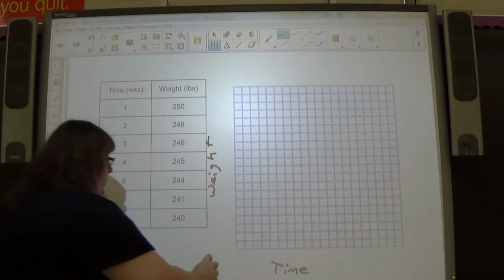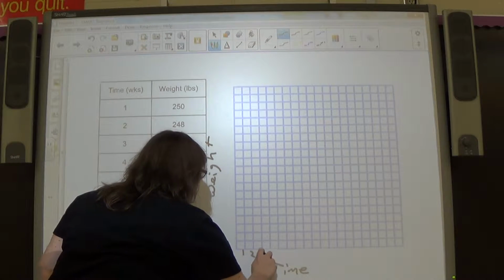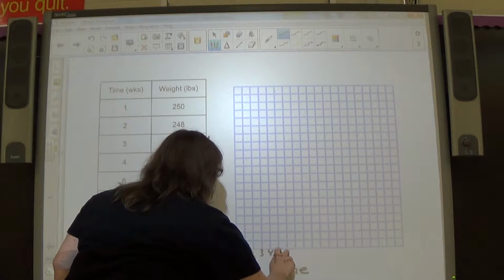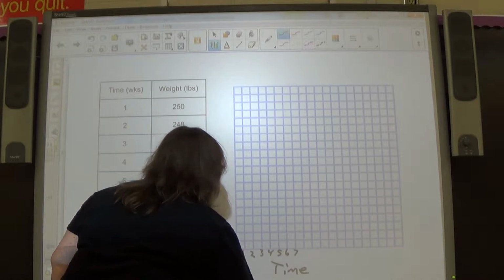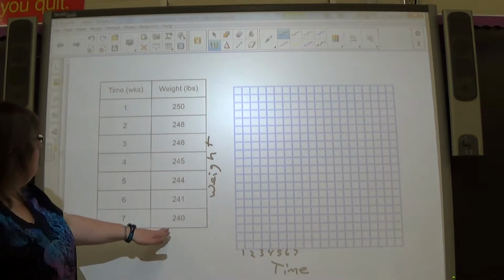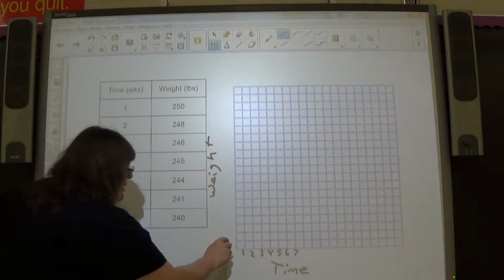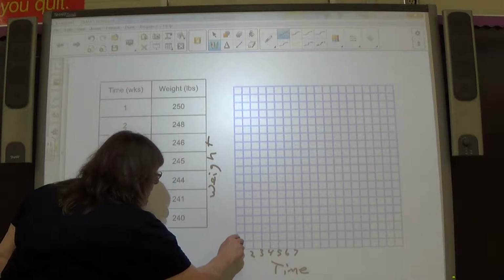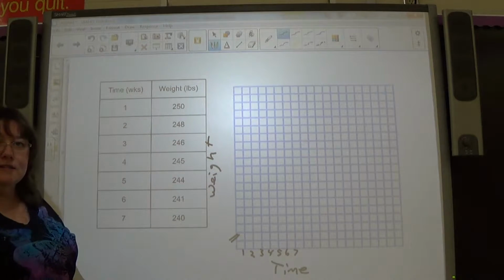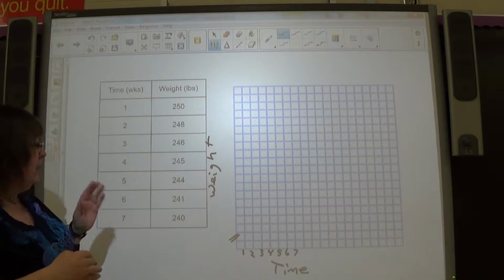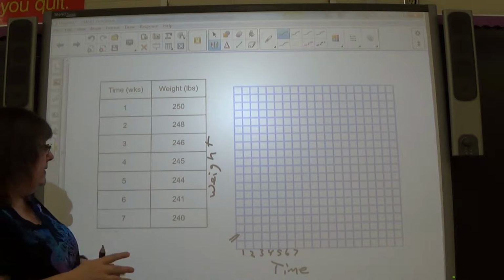Now, I have 7 weeks. 1, 2, 3, 4, 5, 6, 7 weeks. And I'm going from 240 to 250 here. So it's a small increment. So what I want to do is I want to put those little double lines there to say, hey, I'm skipping a bunch of numbers, okay? But my increment's there, all right?